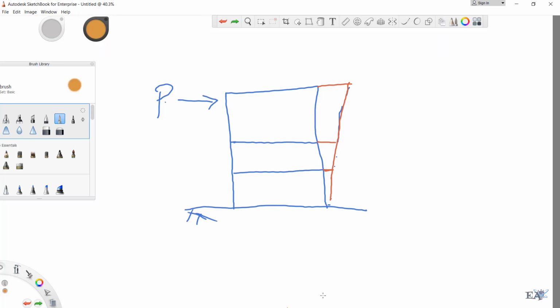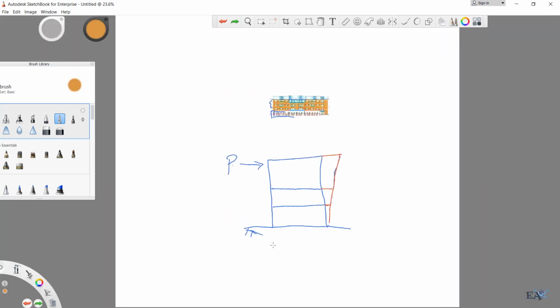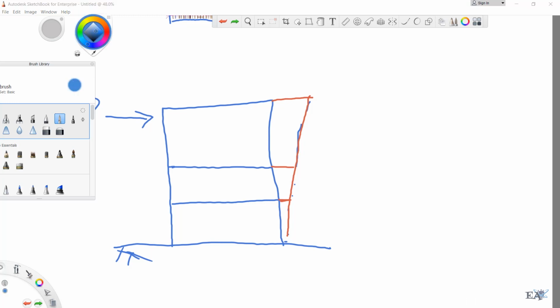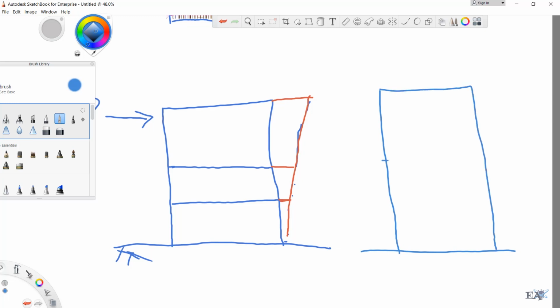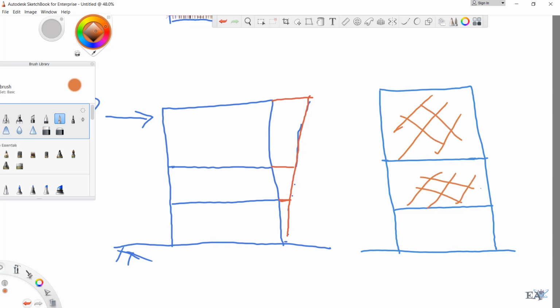Now let us again draw the frame. Let's change color. This is your ground and this is your frame. I'm drawing the same building. Now let us assume that this building has infill walls, so you have a brick wall over here and also a brick wall over here. When the earthquake load P acts in this direction, it acts like this.